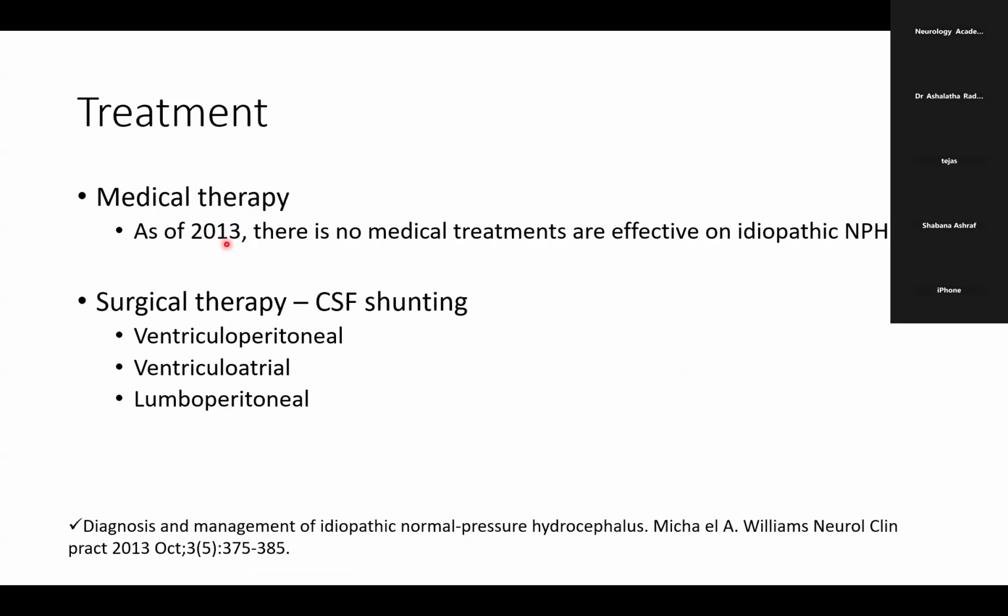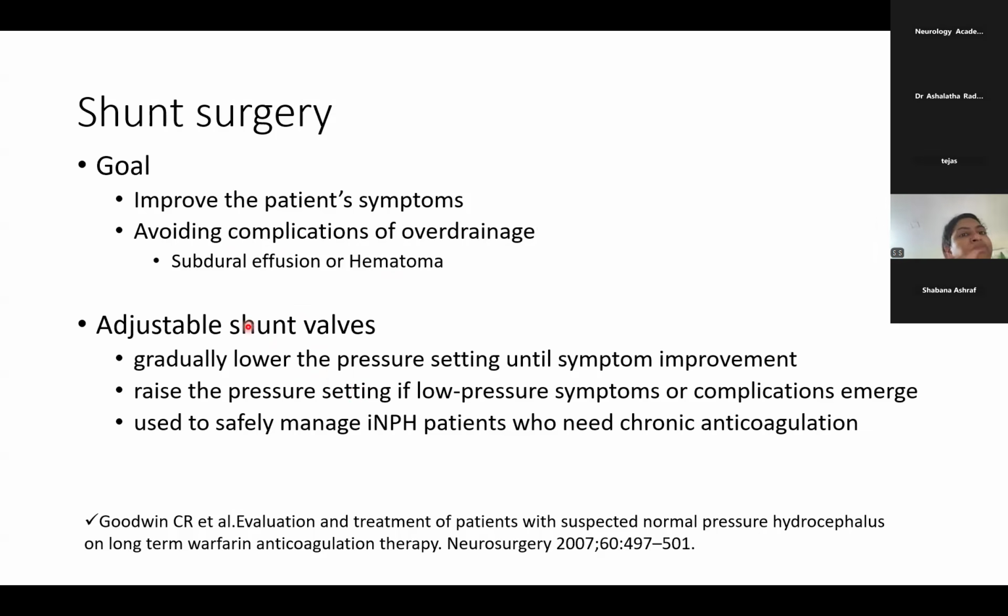Coming to treatment, there is no medical treatment which is effective for idiopathic NPH as of now. But surgical therapy can be done, in which CSF shunting is done by ventriculoperitoneal shunting, ventricular atrial shunting, and lumboperitoneal shunting also. The goal of the shunt surgery is to improve the patient's symptoms and avoid the complications of over drainage, such as subdural effusion or hematoma.